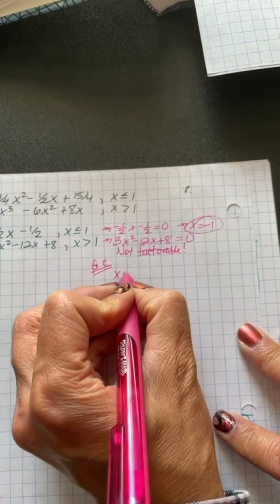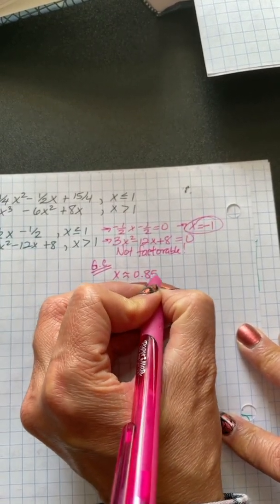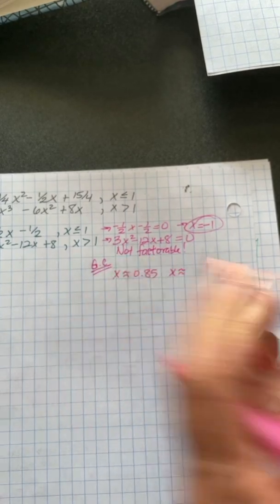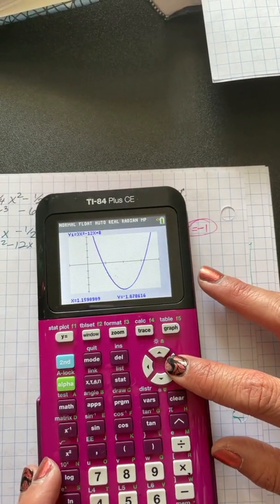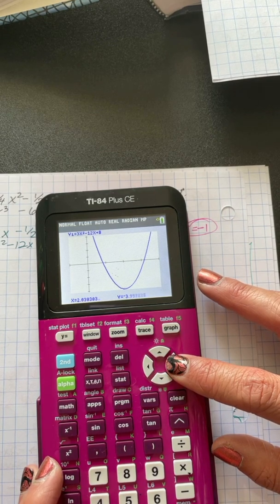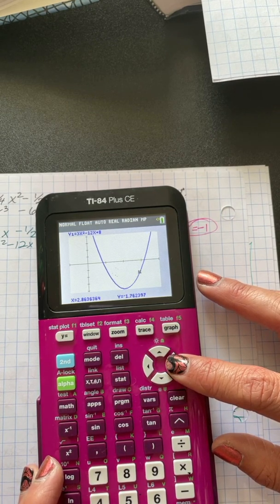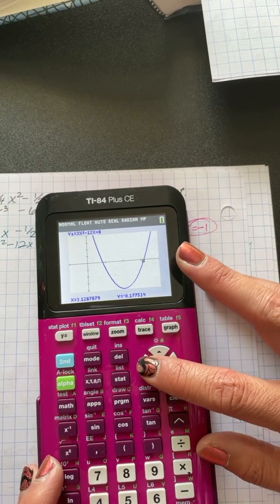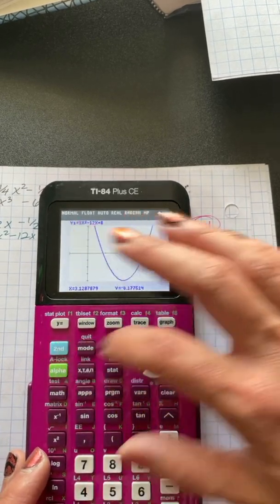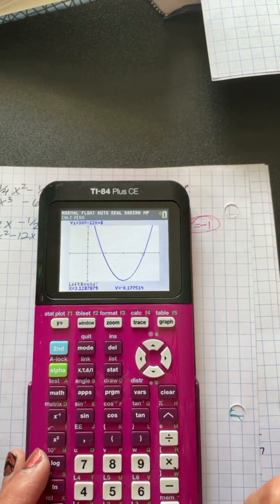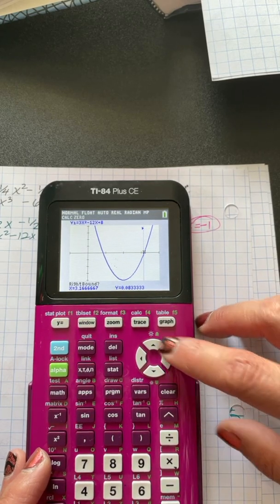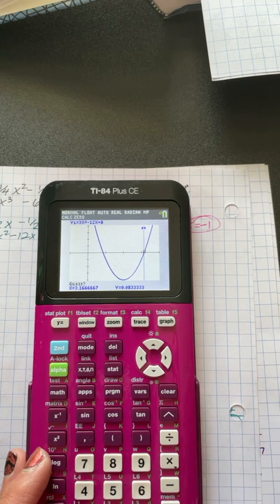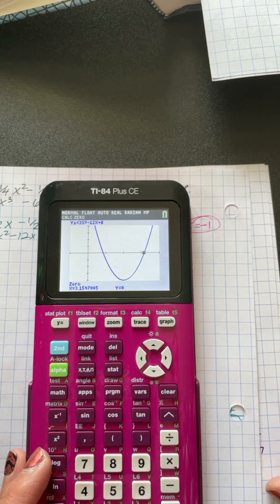So x is approximately 0.85, and there was another place where it crossed the x-axis, so trace, scooch it over until we get to the negative value that's right before it turns positive, so this one, and hit second calc, 0, enter, right bound, scooch it over till it's positive, enter, guess. 3.15.